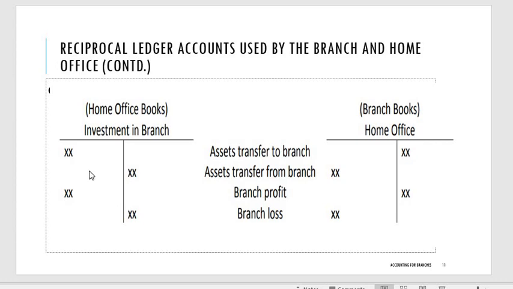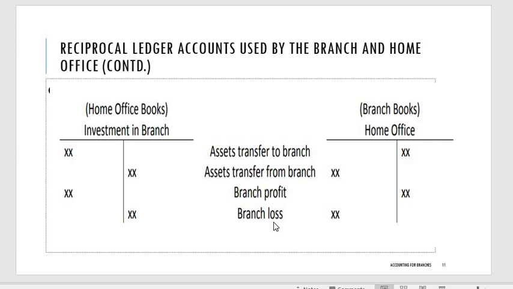So when there is a branch profit, it will also increase the investment in branch account in the books of the home office. The entry is a debit to investment in branch account and a credit to branch income. Whenever the branch has a loss, of course, the income summary account has a debit balance.